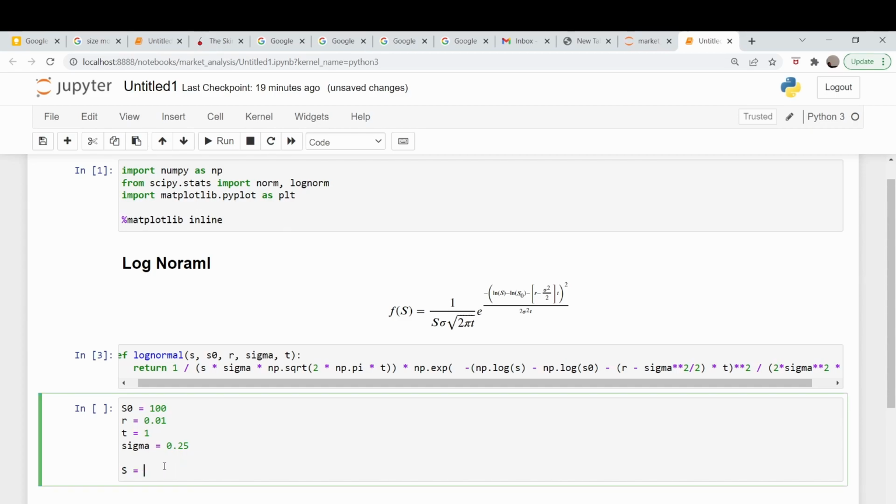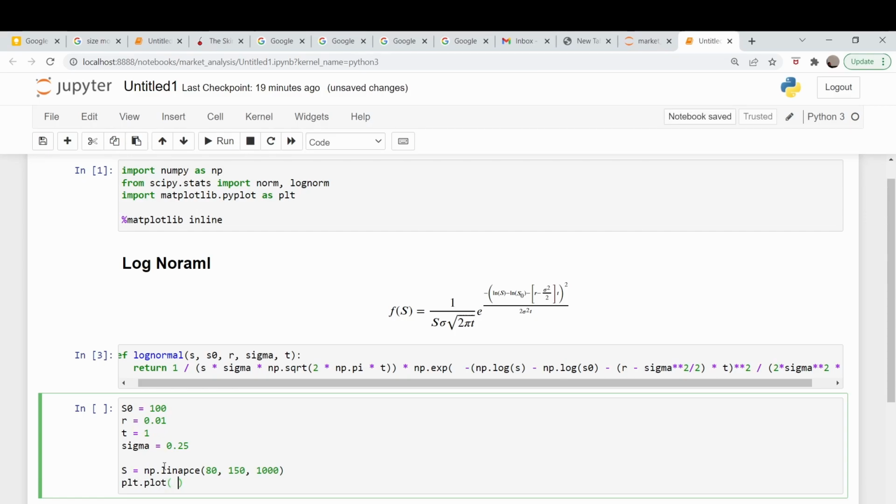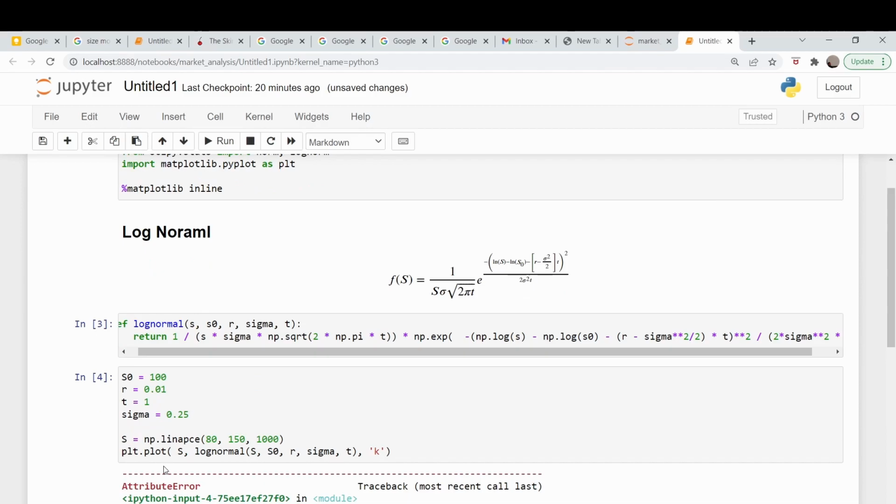Let's take our stock price from, I don't know, let's go from 80, np.linspace, let's go from 80 to 150. Let's do a high density of points, so 1,000, and then plt.plot, s, and then our function lognorm, s0, r, sigma, and t. And we'll just make this a solid black line.